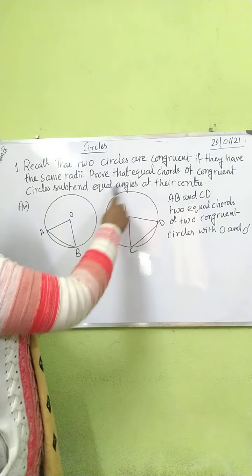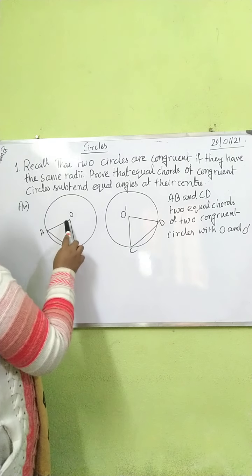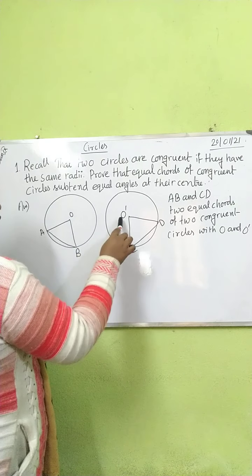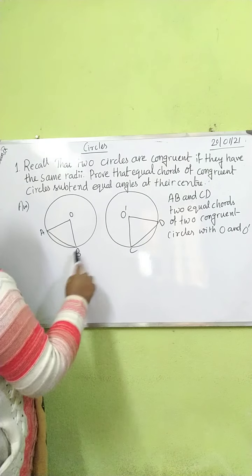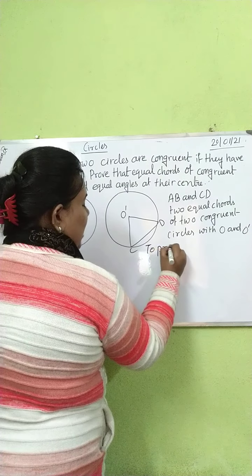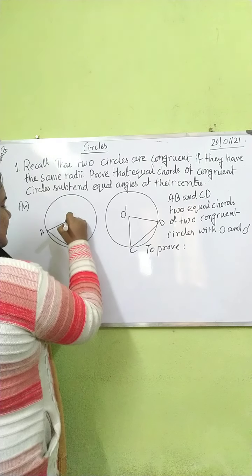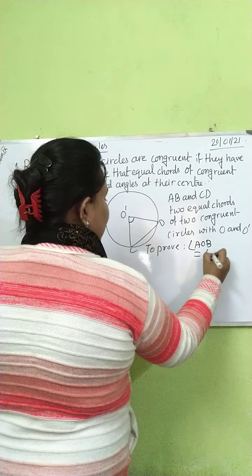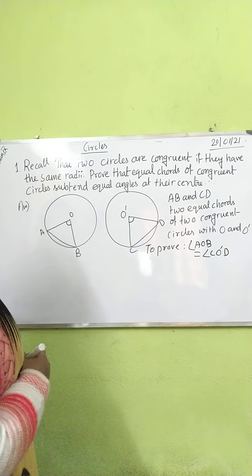So these are the circles, both are congruent, which have the same length of radius. That means OA and O dash C are equal, OB and O dash D are equal, and they have equal chords. That means AB and CD are also equal. We have to prove that the chords subtend equal angles at the centers. That means angle AOB is equal to angle CO dash D. We have to prove this. So how can we prove it?